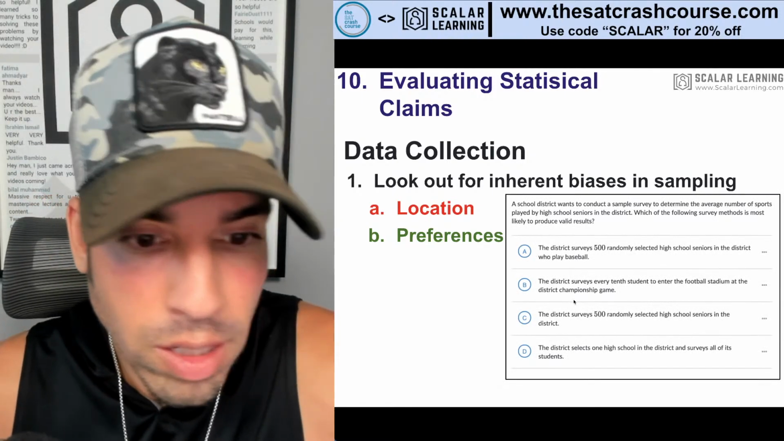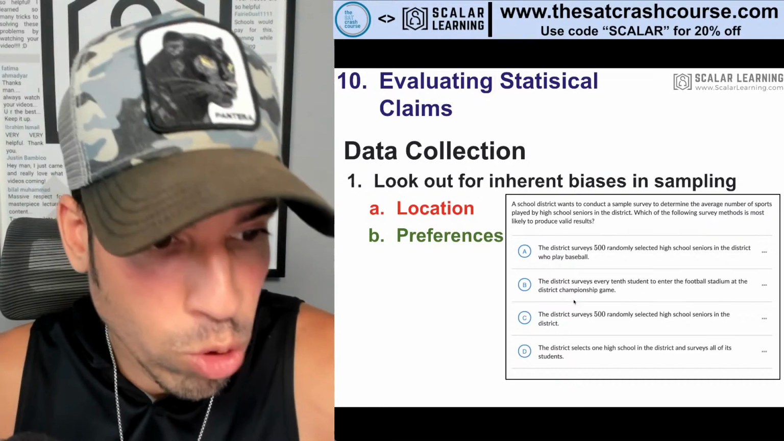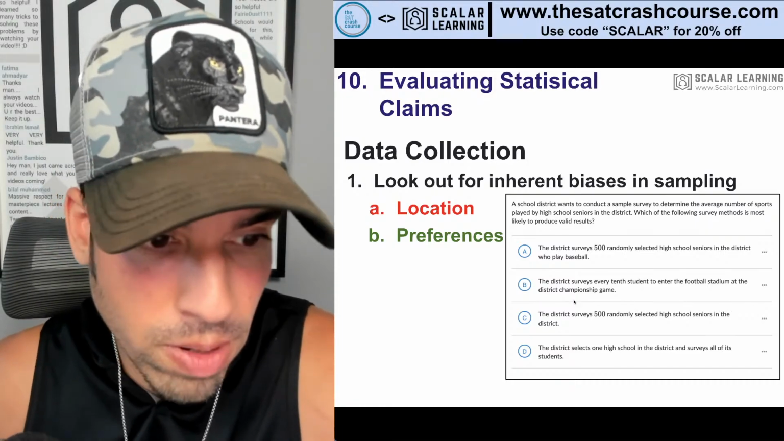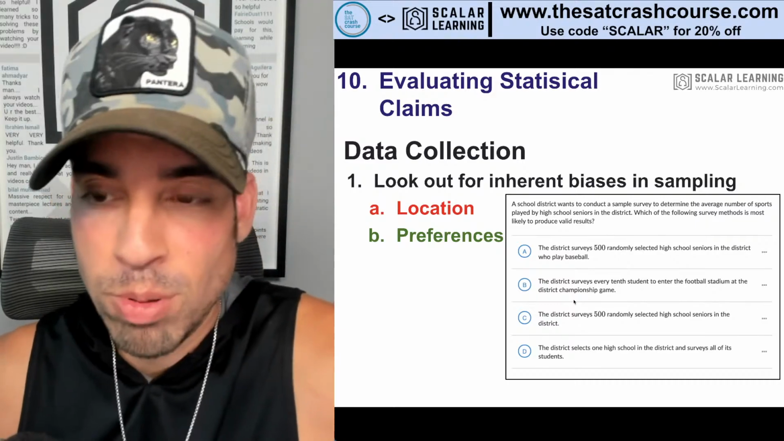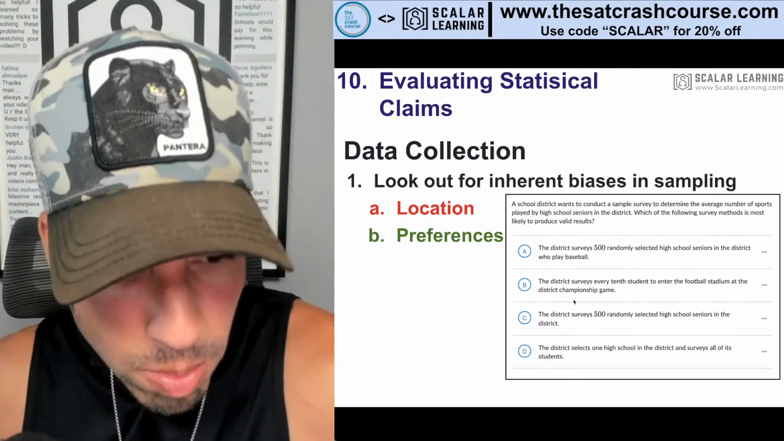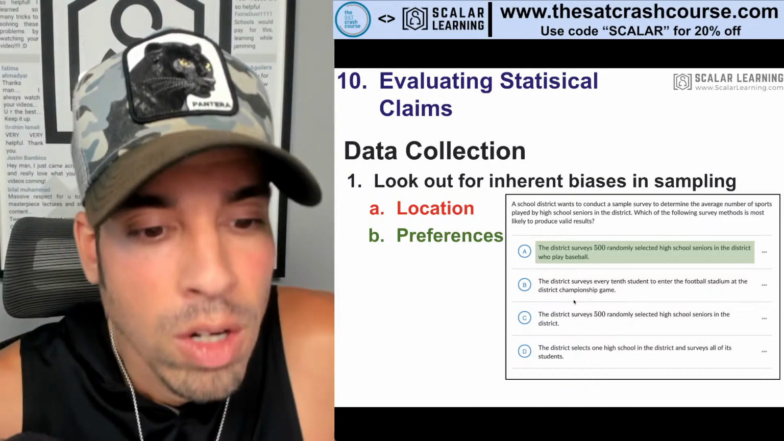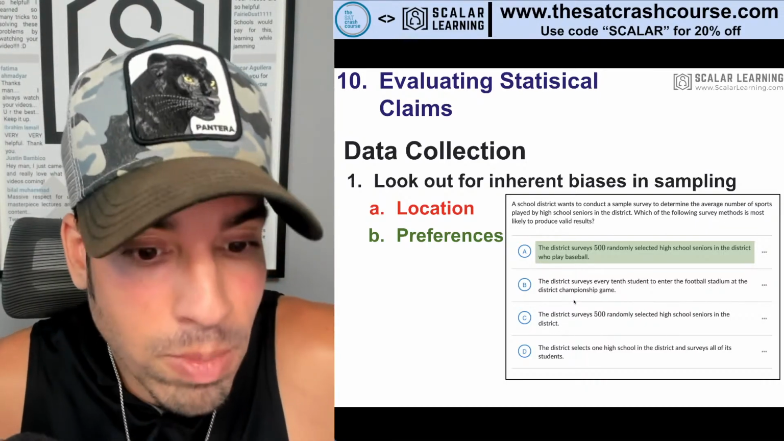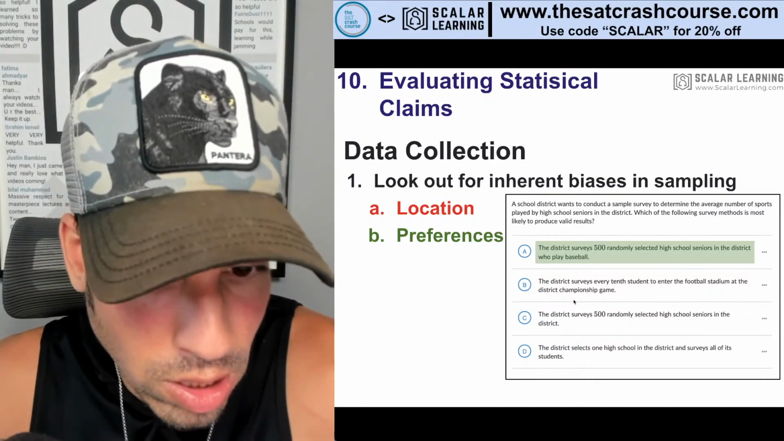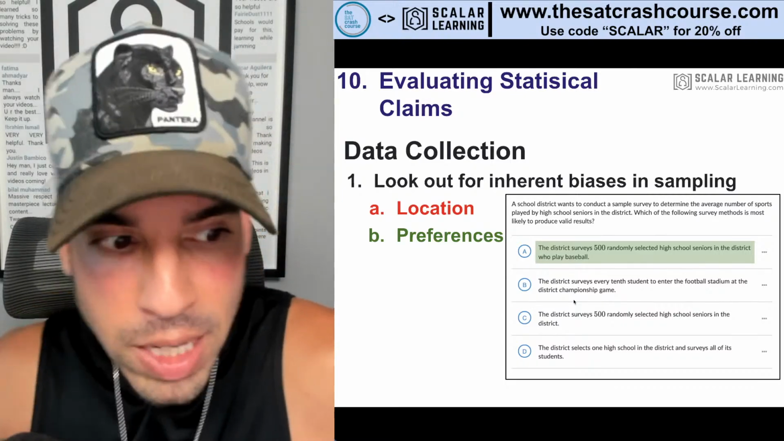A school district wants to conduct a sample to survey the average number of sports played by high school seniors in the district. Which of the following is most likely to produce valid results? Well, let's talk about the ones that are problematic. First of all, this one: the district surveys 500 randomly selected high school seniors in the district who play baseball. I like the word random.